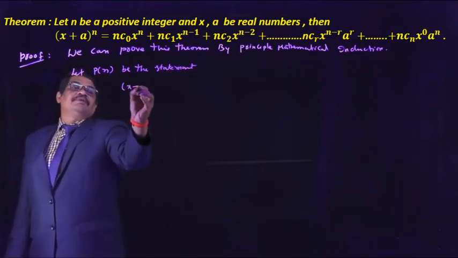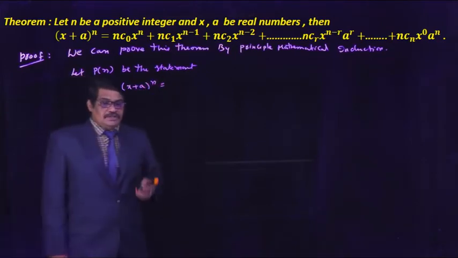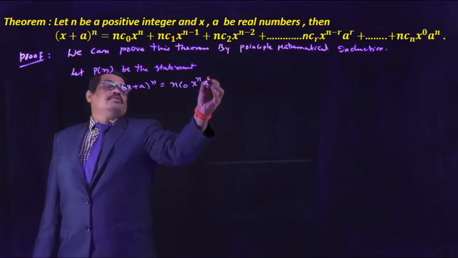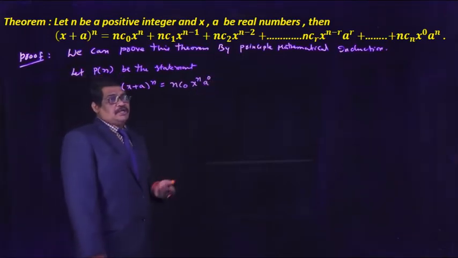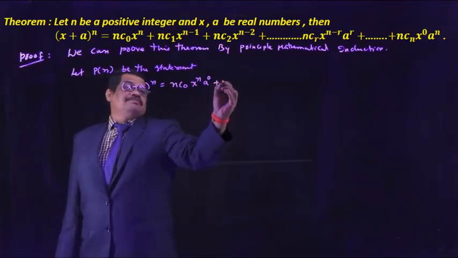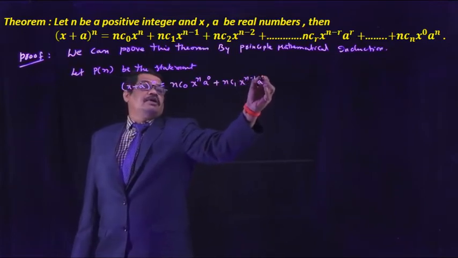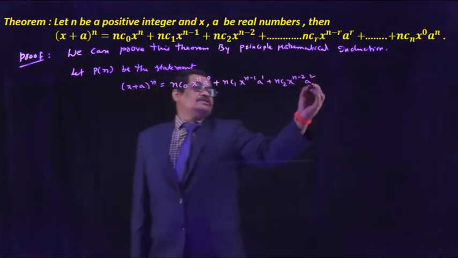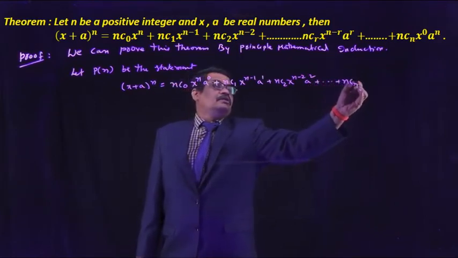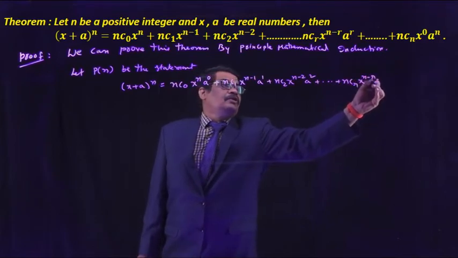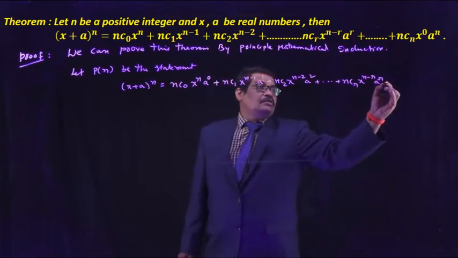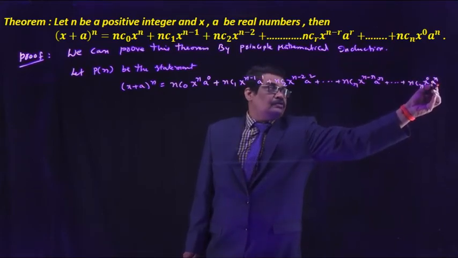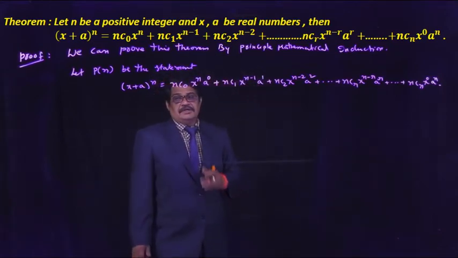x plus a whole to the power of n is equal to the expansion: NC0 x to the power of n a to the power of 0, where the first term's power is n and the second term's power is 0. Next plus NC1 x to the power of n minus 1 a to the power of 1 plus NC2 x to the power of n minus 2 a square plus and so on, NCR x to the power of n minus r into a to the power of r plus and so on, NCN x to the power of 0 a to the power of n. This is our statement, that is, P of n.